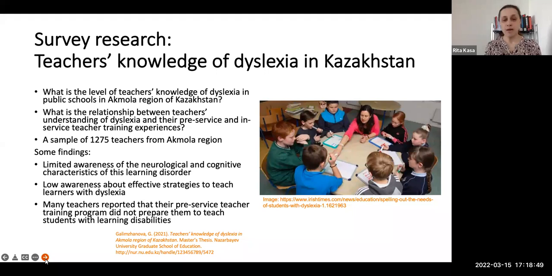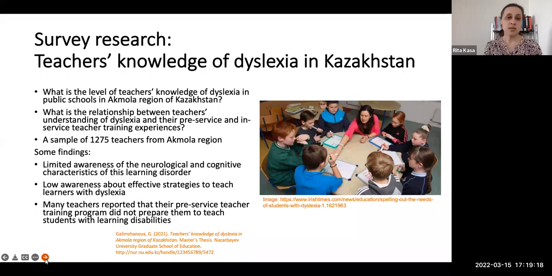So findings indicated that teachers have limited awareness about dyslexia, and it was especially pronounced for the neurological and cognitive characteristics of this learning disorder. There was also low awareness about effective strategies to teach learners with dyslexia, and many teachers reported that their pre-service teacher training programs did not prepare them to teach students with learning disabilities such as dyslexia.